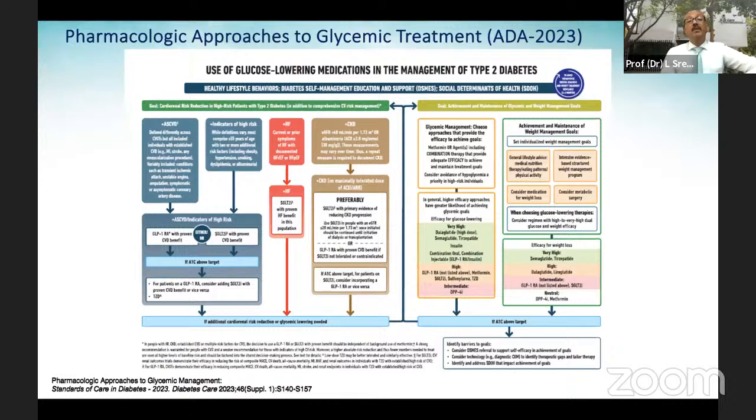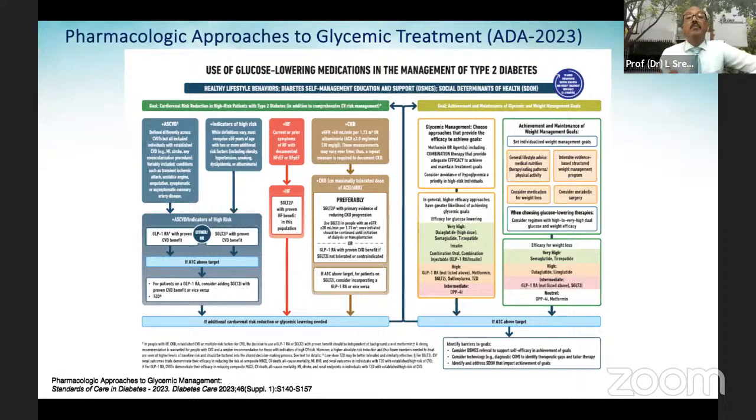Now, coming to the pharmacological approaches and the glycemic targets. I know it's a busy slide, but I'm sure most of you would have seen this many number of times. And this is what it clearly talks about: the use of glucose-lowering medications in management based on the ASCVD risk, heart failure risk, and the CKD risk.